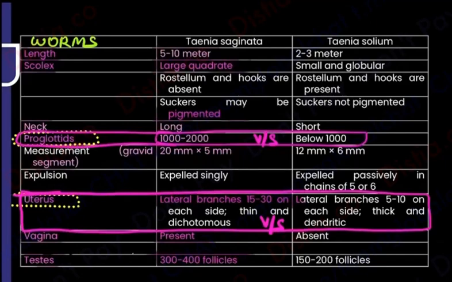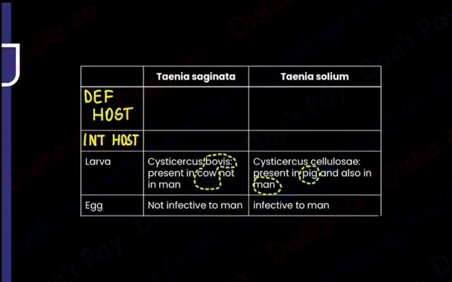Okay, this was about it, in saginata everything is going to be more. Only one thing is the exception, and that is that there are no hooklets. Only the hooklets were the exception, otherwise everything is going to be more. Now let's come to the real deal. This was the bad table. Now let's come down to host.